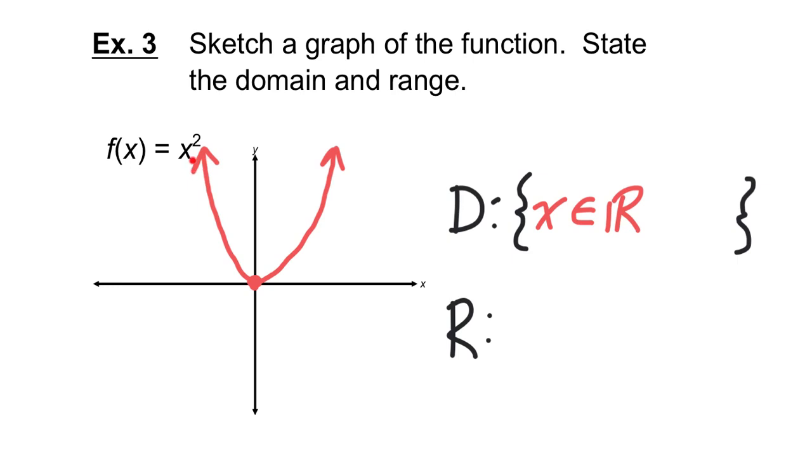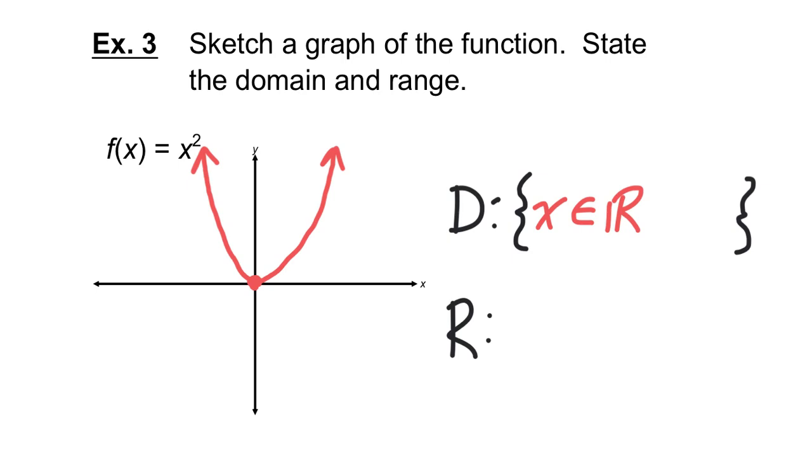Keep in mind, because of these arrows here, it means that the function keeps going. So the function keeps getting wider and wider and wider. So no matter what value of x, I'll just have to go up higher and higher to find the value of y. But there's no restrictions on what x can be.